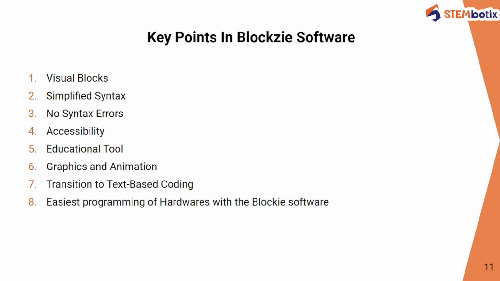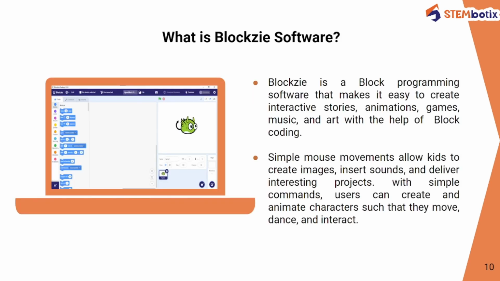So, here are some key points in Blockzy software, or you can say the features of Blockzy software. The first one is visual blocks. Instead of writing lines of code using text, block coding relies on visual blocks or icons that represent programming commands or functions. These blocks can be dragged and dropped into a workspace and connected to create a program. For example, here are the blocks, and using simple mouse movement you can just drag the block from here and drop it over here to this area.